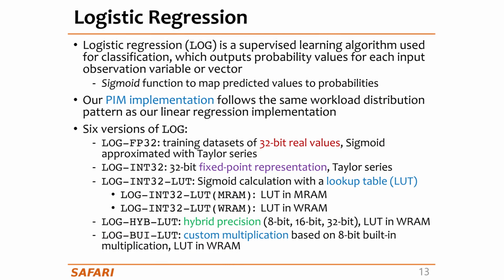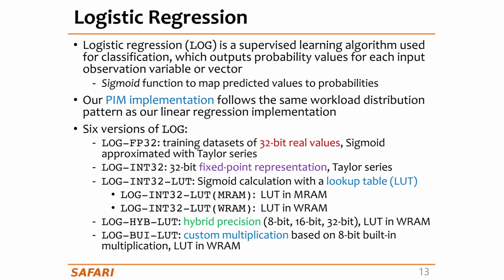In this case, we use sigmoid, but the partitioning approach is very similar. In the end, we are again doing a dot product computation on the PIM cores, and after doing the sigmoid on the CPU, we return the control to the CPU for the next iteration.